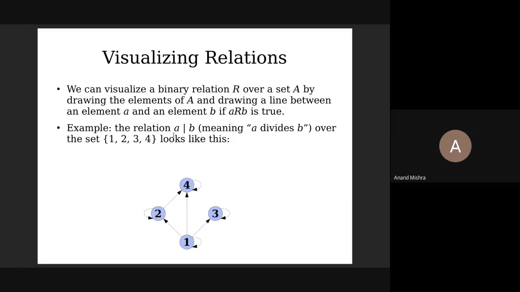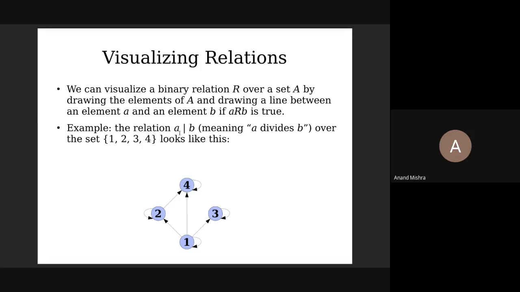Now the relationship is denoted by a directed edge. If there is a directed edge from node 2 to node 4, that means 2 is related to 4, or 2 R 4. Let's look at a few examples, and then we will have a question.